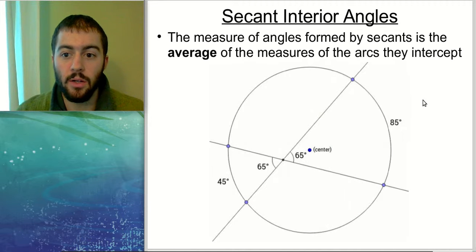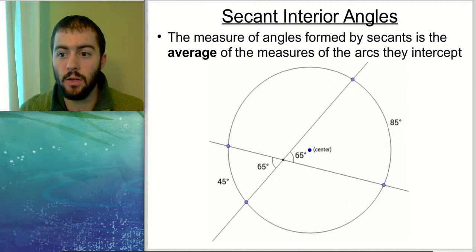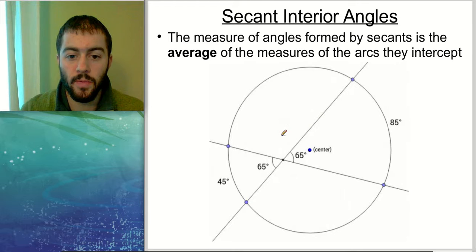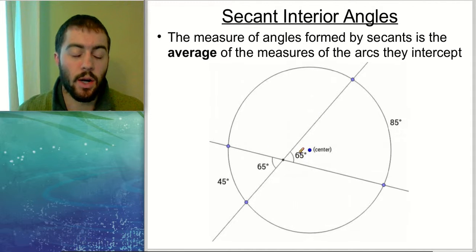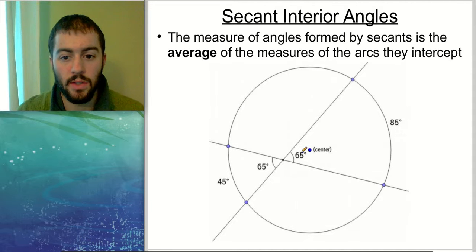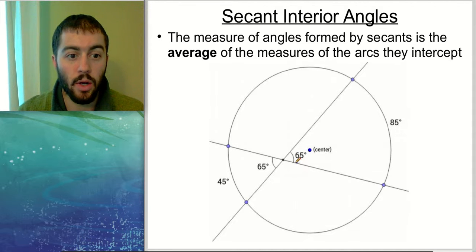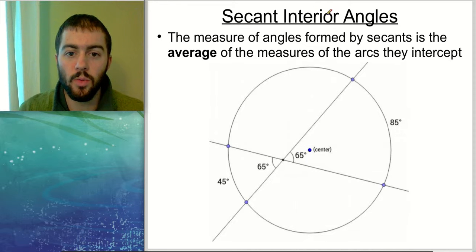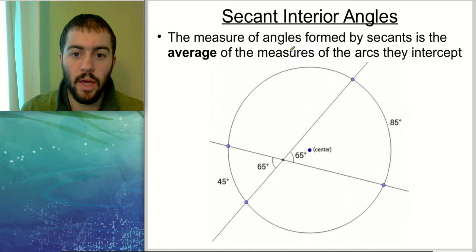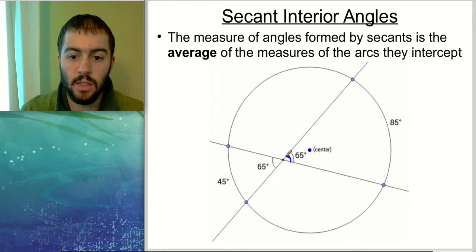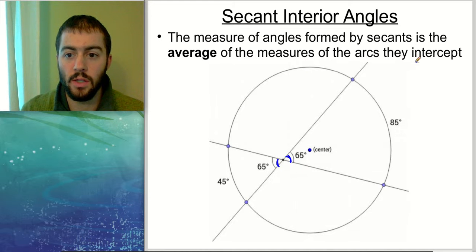The next type of angle we might see are secant interior angles. So these are formed by secant lines that go through the circle but don't intersect in the center. This rule could be applied to angles in the center of the circle, but it is more common to see in angles that don't go through the exact center. It makes it a little more difficult. If they go through the center, they're pretty easy to do. So with secant interior angles, the rule is that the angle is formed by the secant lines, so in other words, these angles in here are the average of the measures of the arcs that they intercept.